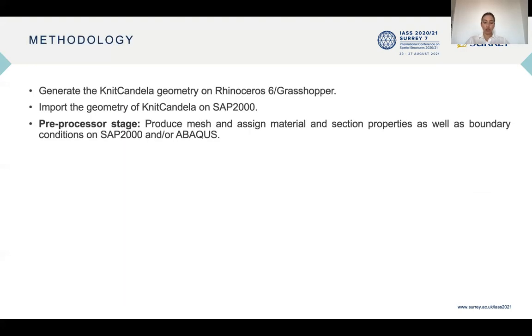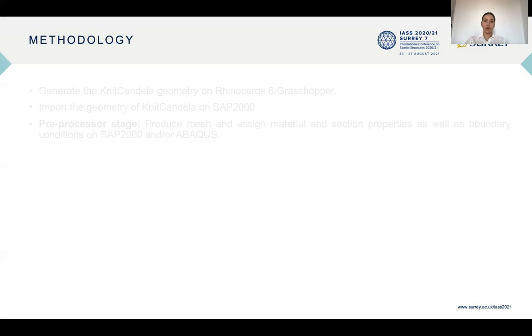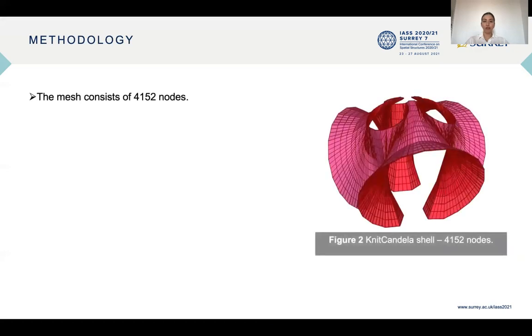Moving to the methodology I adapted in order to achieve the objectives of this study, the KnitCandela geometry was generated using Rhinoceros 6 and Grasshopper. The geometry of KnitCandela was then imported on both SAP 2000 and AutoCAD. During the preprocessor stage, a mesh consisting of 4,152 nodes was created.